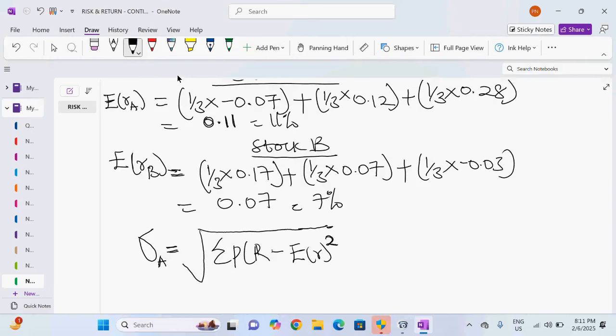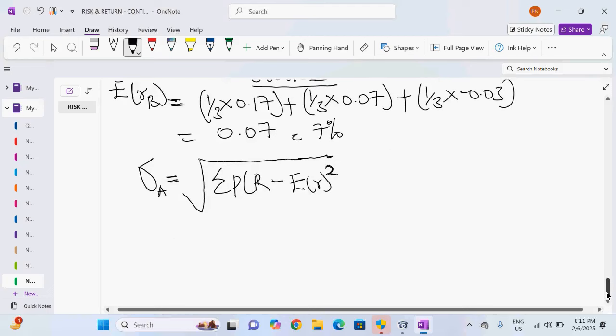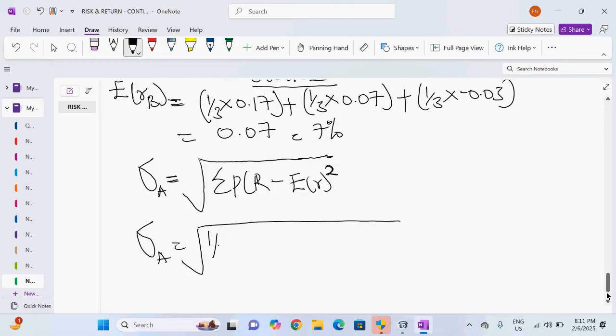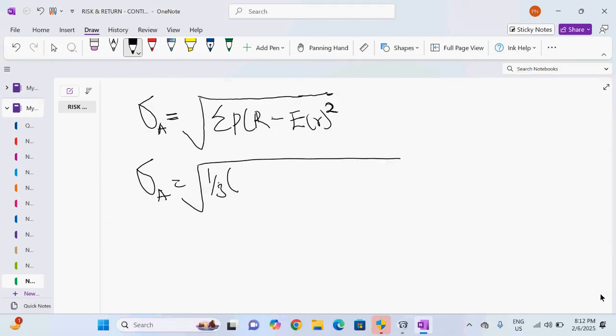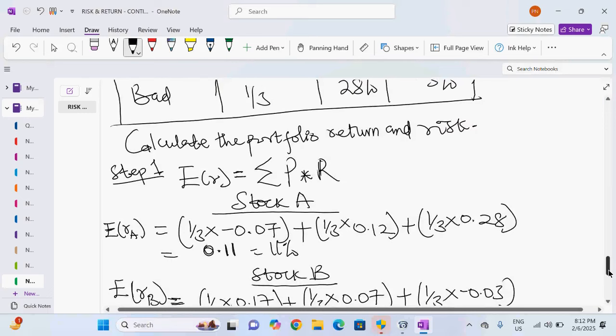So this is the standard deviation for A. Let's compute that, then we come to B, right? So for A, what would be the standard deviation? So 1/3 probability, times the return. What is the return for A? Negative 0.07. Minus what? The expected return for A is 0.11.